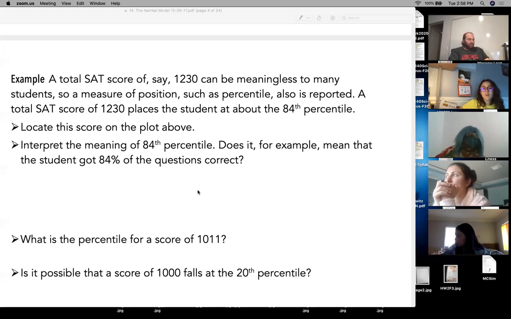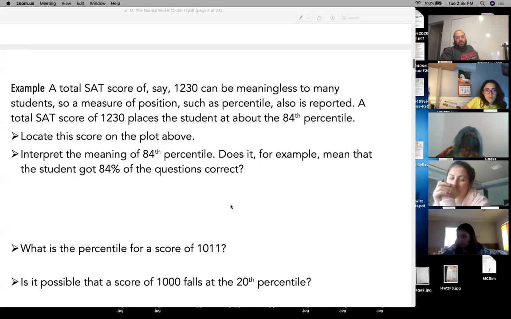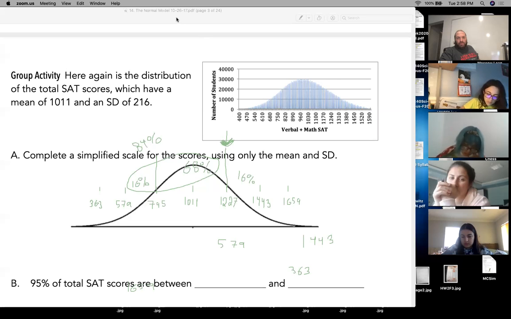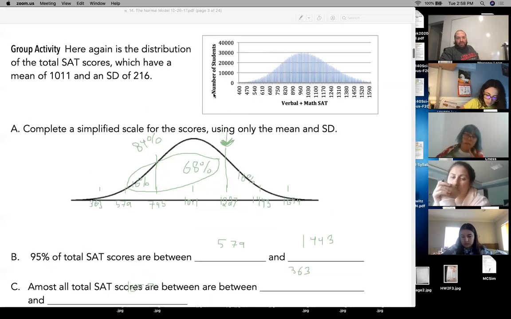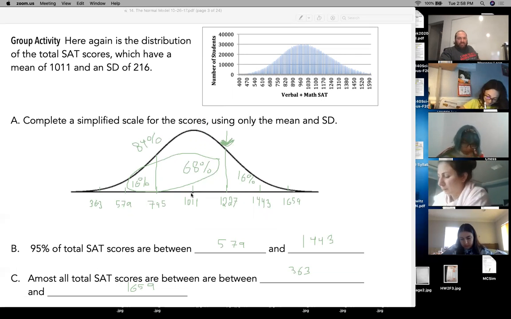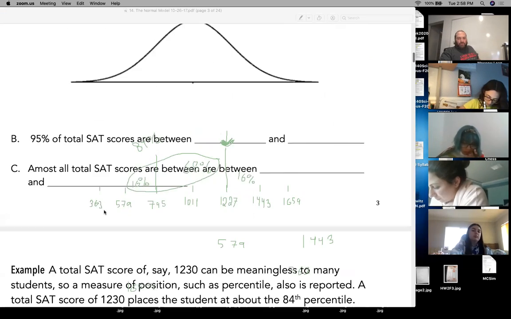I hope so. I don't know if everyone stops paying attention there. Anyways, what is the percentile for a score of 1,011? Let's take a look. Let's find 1,011. The 68th percentile? Nope. What's the percentile for 1,011? 50. You're right in the middle at 1,011. 50% are beneath you. 50% are above you.